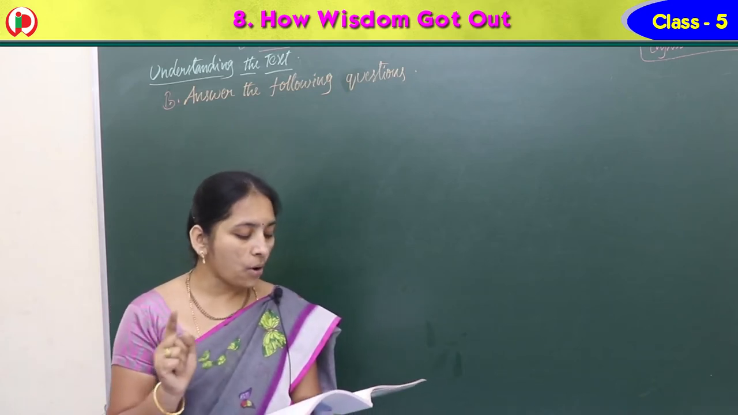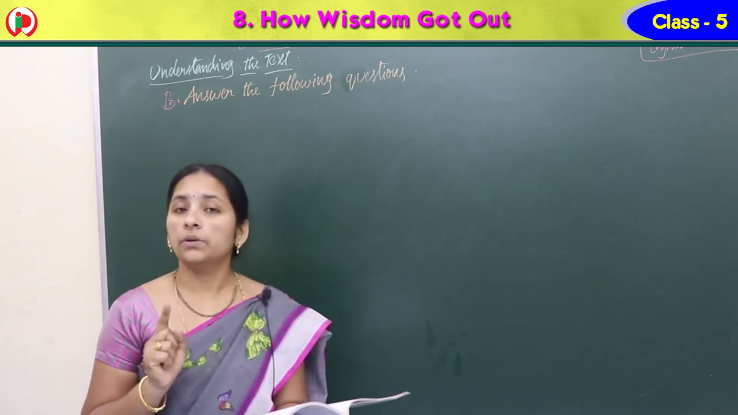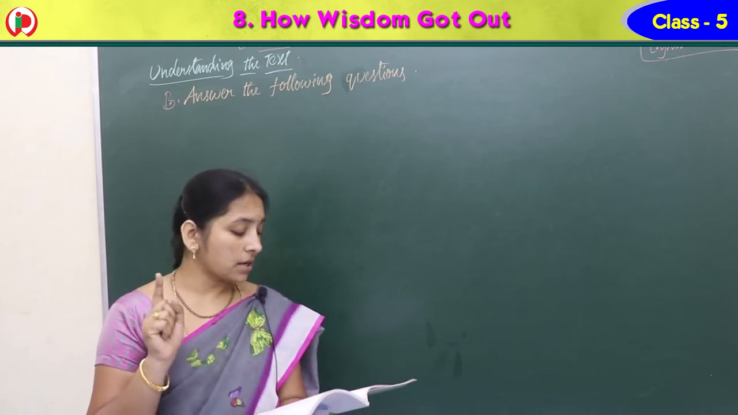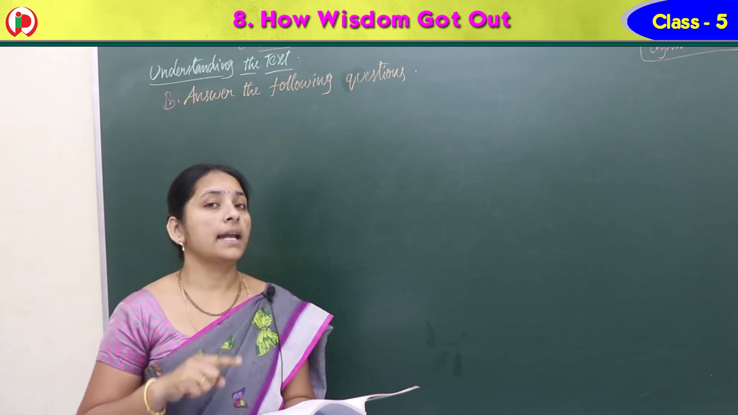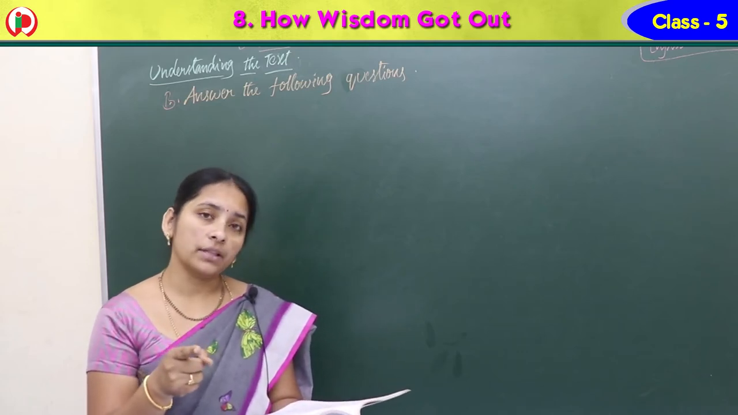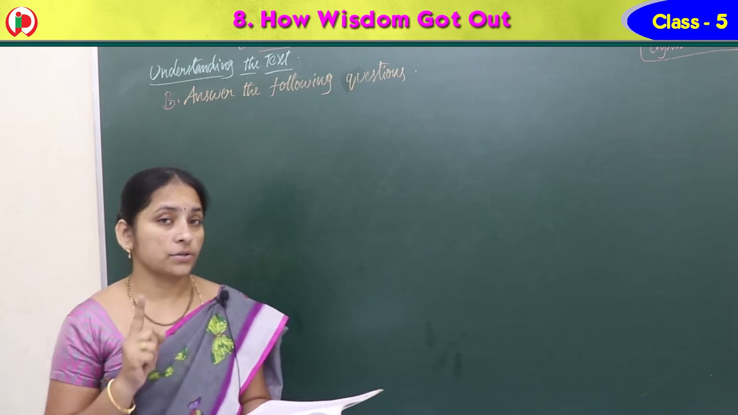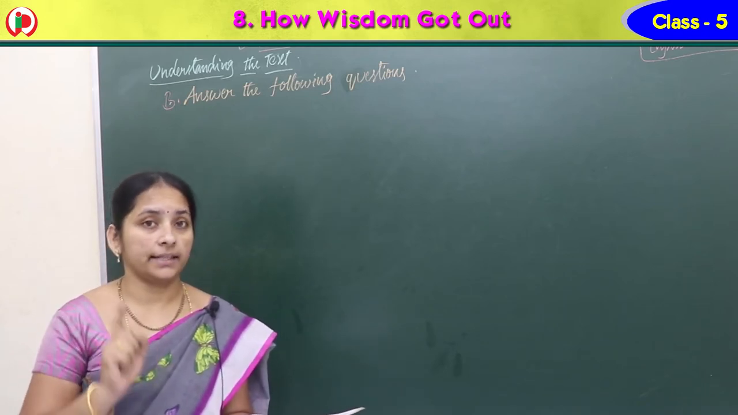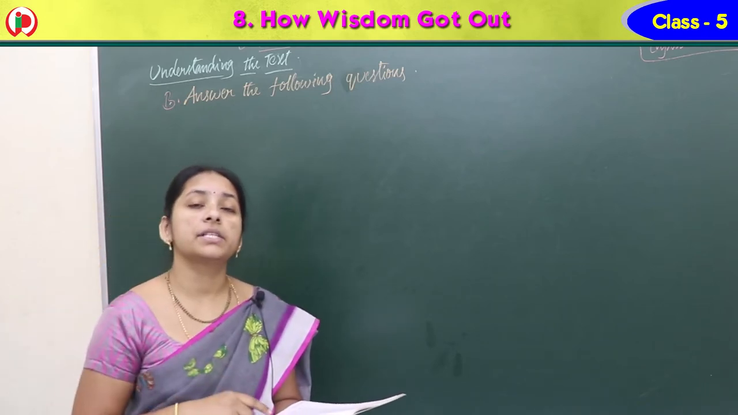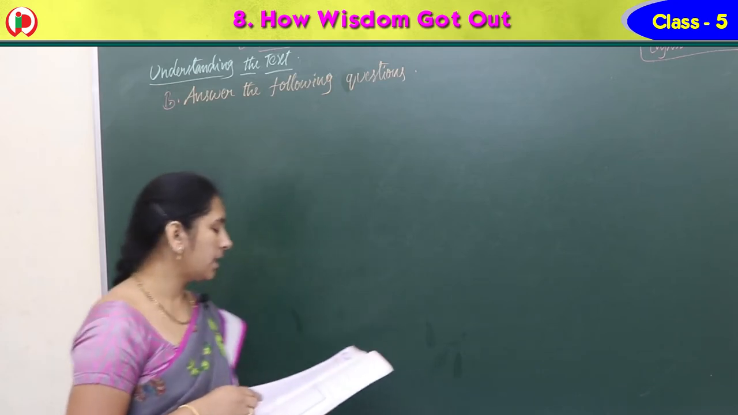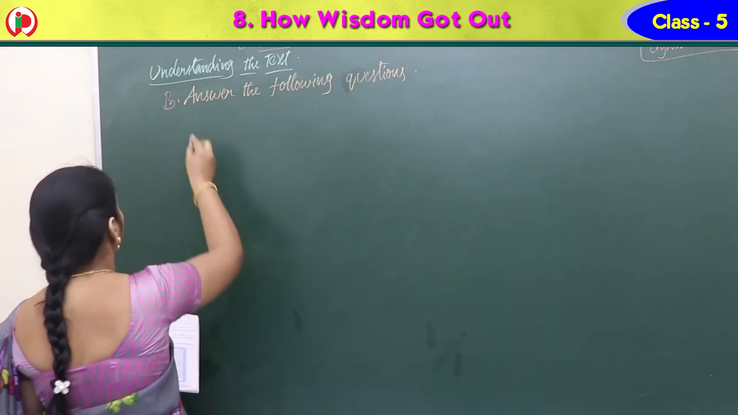Who had all the wisdom of the world? Yes, a name, that is a God name, right? And he had given all the wisdom part to Anansi, right? So in the story you should remember, Anansi is the main character, but first Anansi got the wisdom from God. So now see the, first see the question.